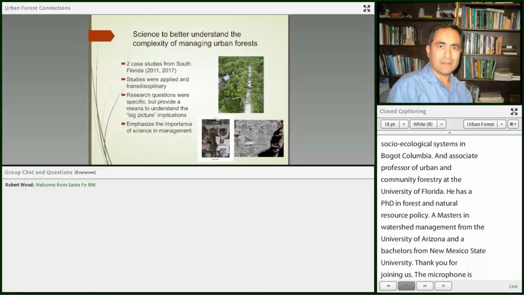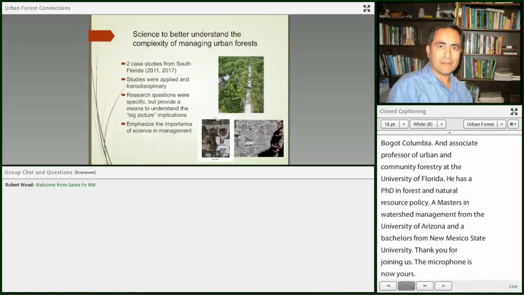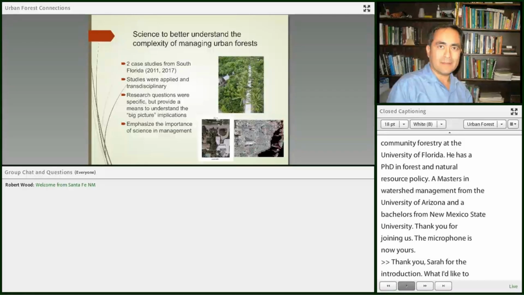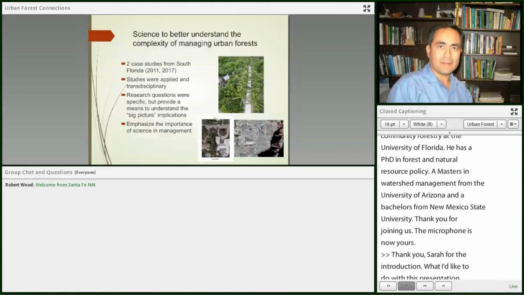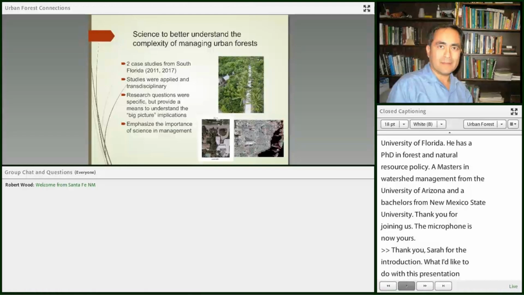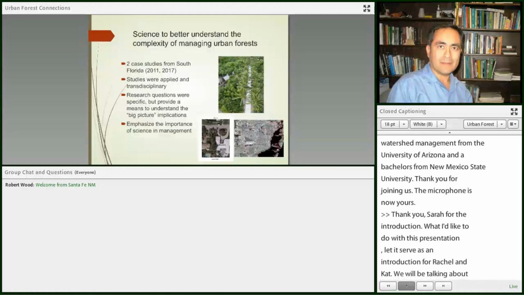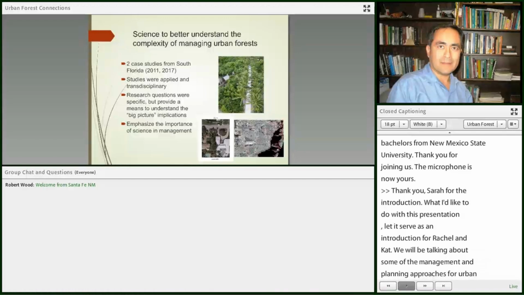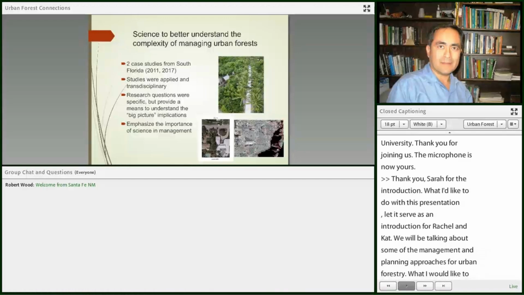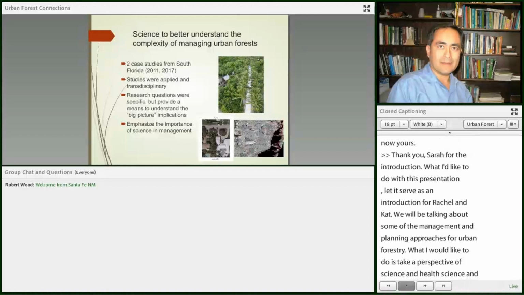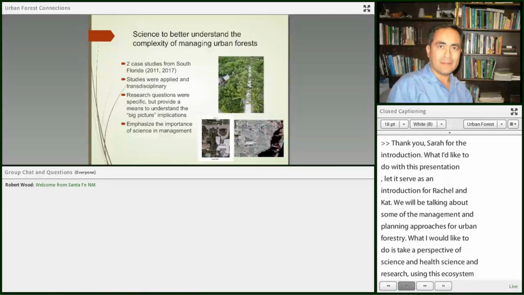Okay, so what I'd like to do with my presentation is that it serve as an introduction for Rachel and Kat. We'll be talking about some of the management and planning approaches to urban forestry. But what I'd like to do is to take a perspective of science and how science and research using this ecosystem, and I call it a social-ecosystem approach, can help us better manage and plan our urban forests, okay?